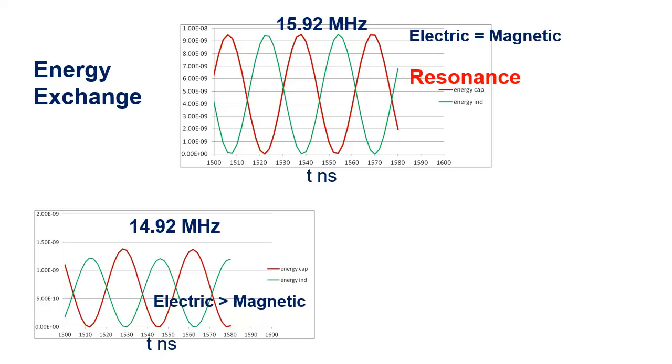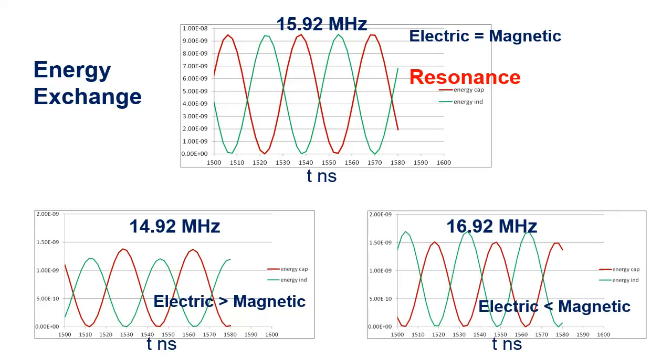Notice that the scale for the plot in this scenario is almost an order of magnitude higher than the previous. Finally, at 16.92 MHz, electric energy, that is, in the capacitor, is less than the magnetic energy, that is, in the inductor.